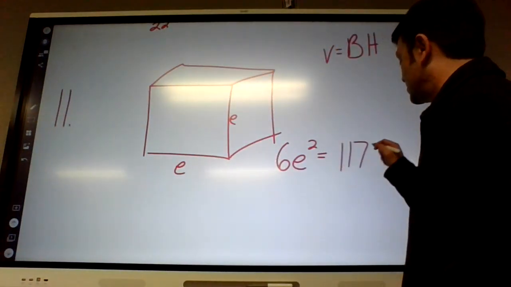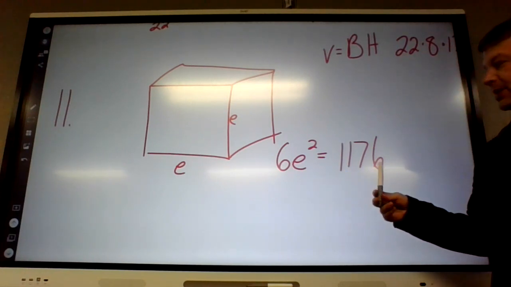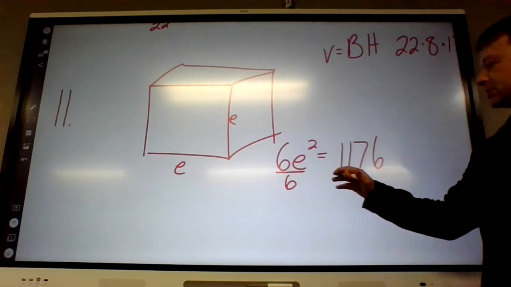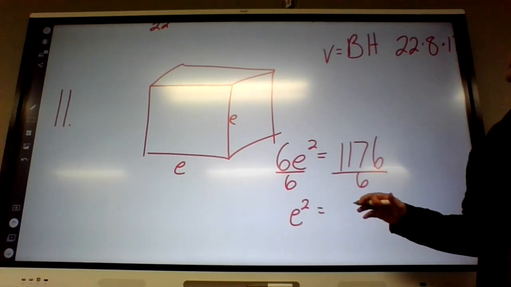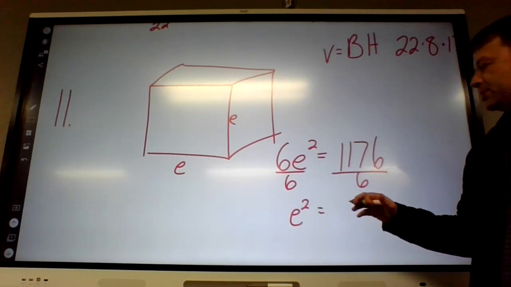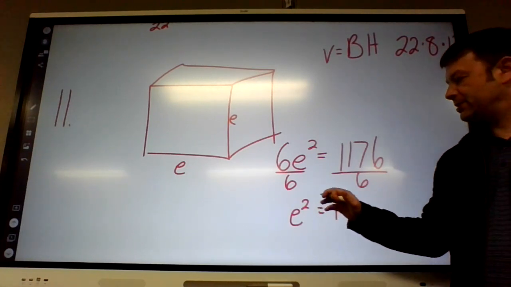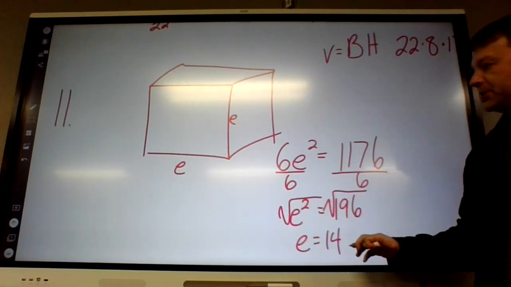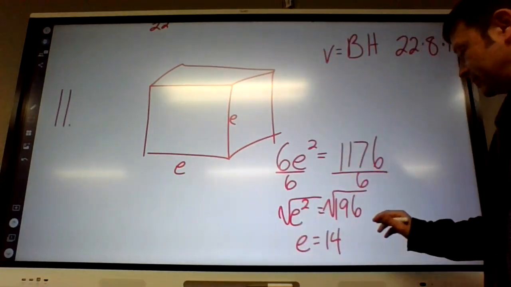So if we set that equal to the surface area, 1176, we can solve this for E algebraically. How would I solve this algebraically? Divide by 6. That gives 196. The square root of 196 is 14. Are we talking about inches again? Yeah, feet.